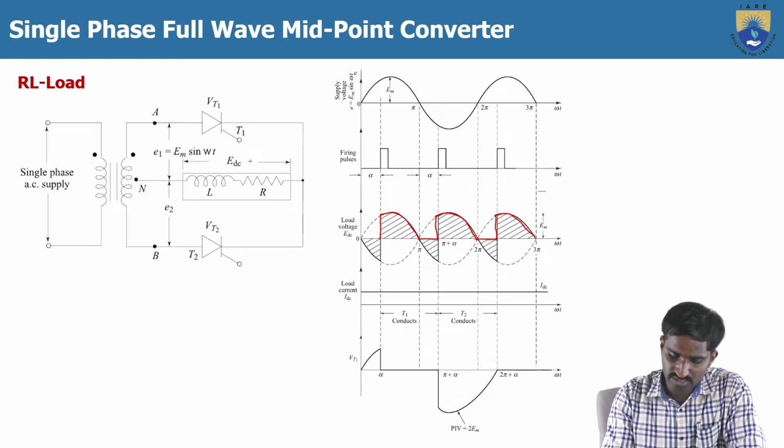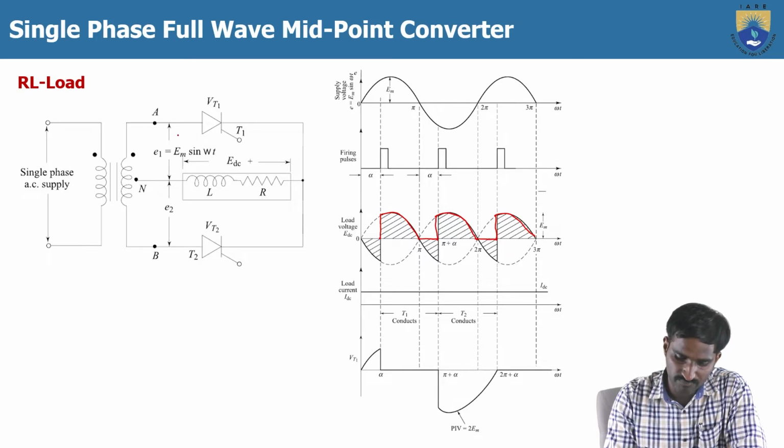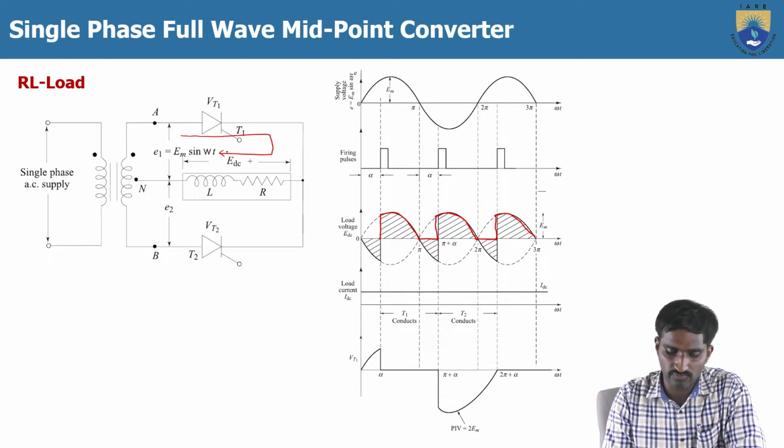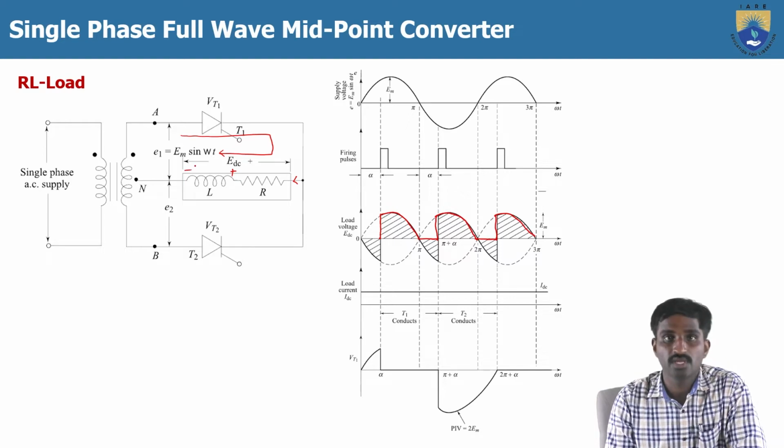Let me discuss the same operation. During the positive cycle, the forward biased voltage is applied across the thyristor T1, and after an angle of alpha, we give the gate pulse to the thyristor T1, so that it turns on. Then the load current will flow in this direction, as we discussed in the previous section. So the load current direction is in this way. During this time, the inductor will store energy in this way.